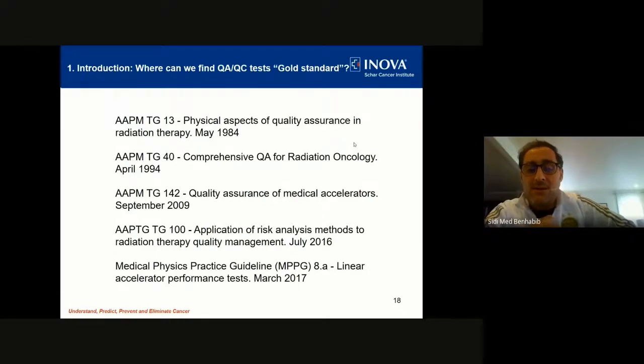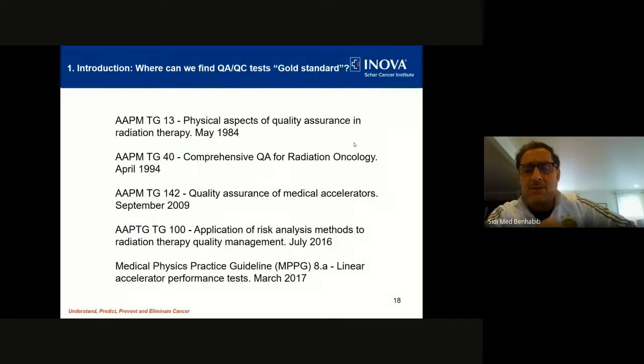this TG report is. Basically this TG report covers almost everything in the clinic, not only LINACs, but also brachy, TPS, treatment planning system, and CT scanners. So this is a very, very good reference, and I would definitely recommend it to all medical physicists.